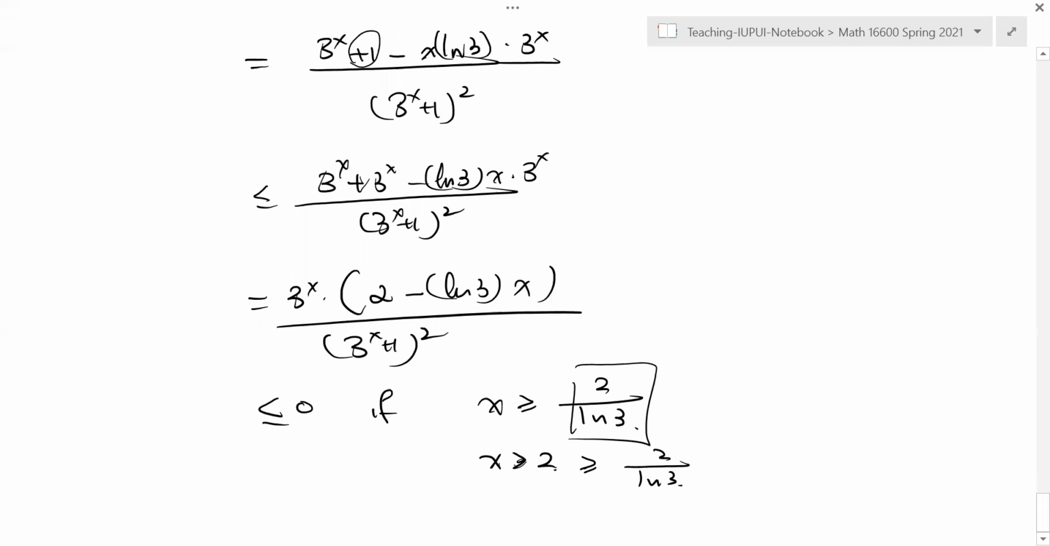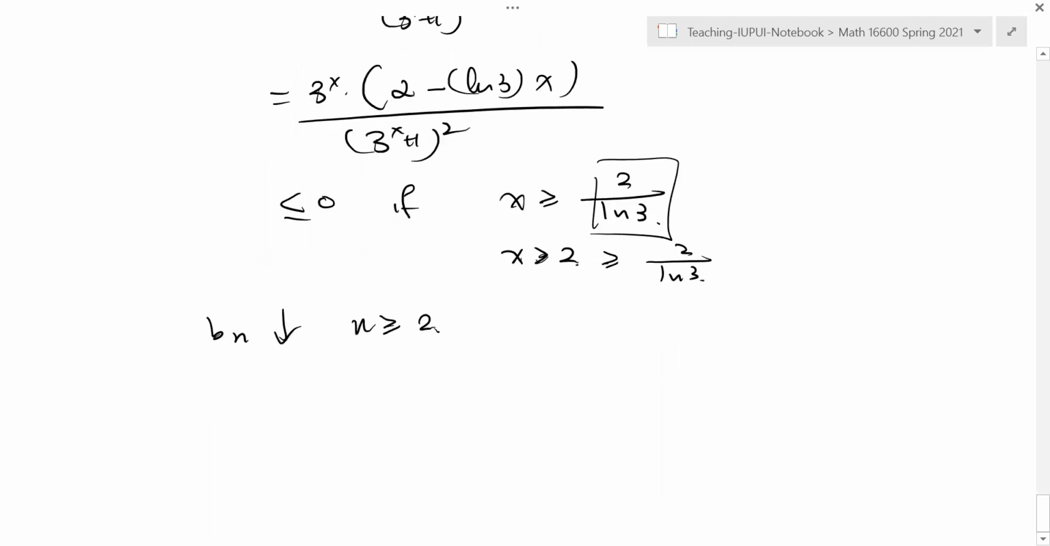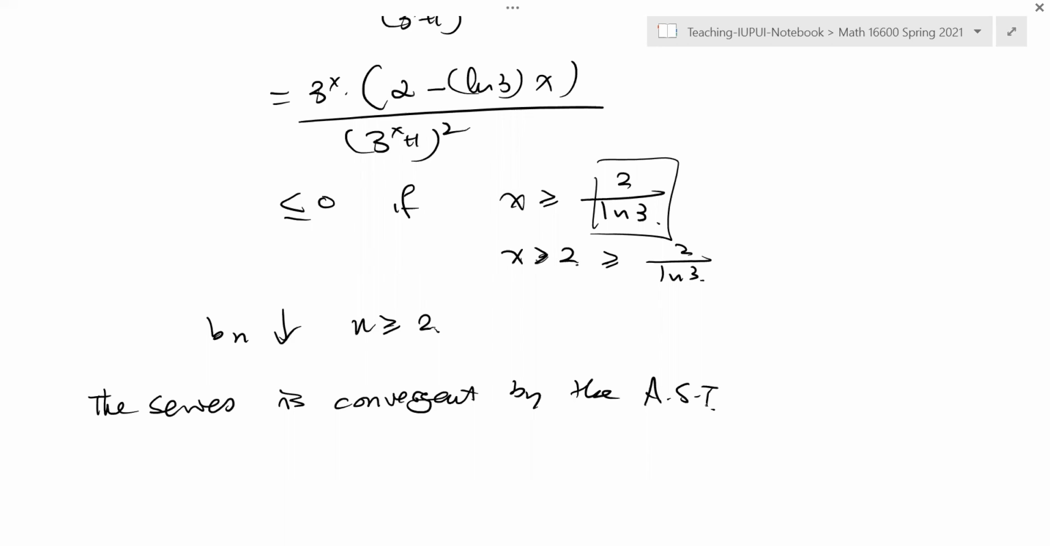All right, so now we conclude that b_n is decreasing for n greater than or equal to 2. Then this series is convergent by the alternating series test. All right, what else? Is there any other way you can show this is convergent?